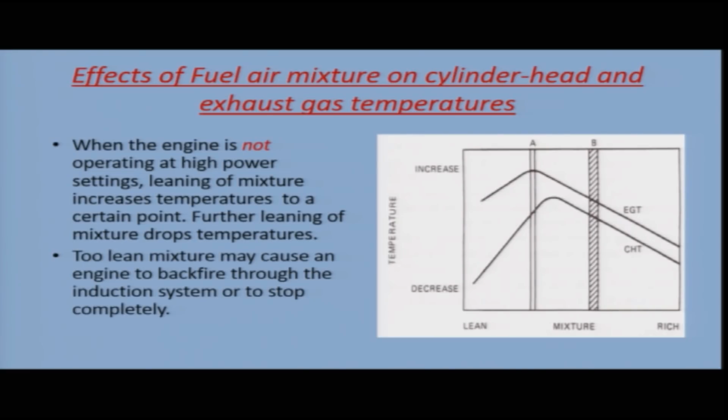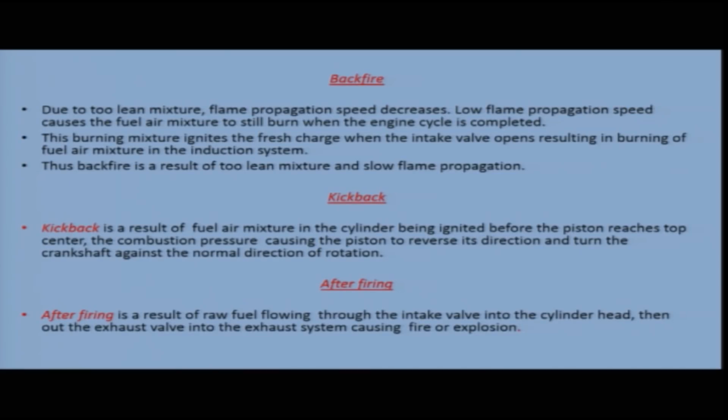So, too leaning of the mixture has some disadvantages. It can cause backfiring through the induction system and can result in complete stoppage of the engine. Let us see what is backfire, what is kickback, what is afterfiring. Due to too lean mixture, flame propagation speed decreases. We have just now seen in our previous slide that too lean mixture gives a reduced flame propagation speed. Low flame propagation speed causes the fuel air mixture to still burn when the engine cycle is completed. So, when the engine cycle is completed, still the fuel air mixture is burning.